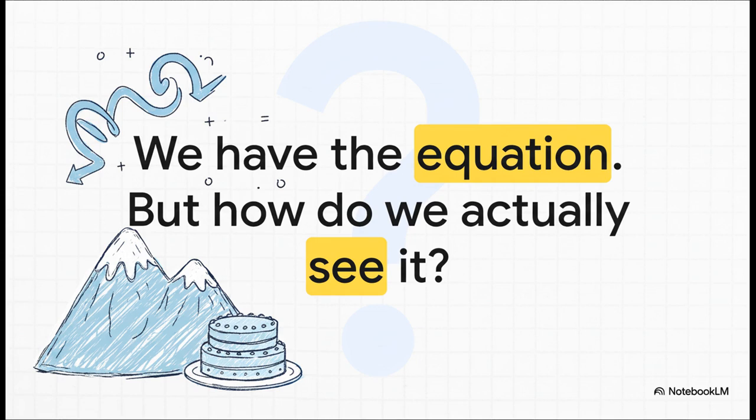We can have an equation, something like z equals x squared plus y squared. That's the recipe for our mountain. But a recipe isn't the cake. So how do we actually bake the cake? How do we turn that recipe into something we can see and explore?